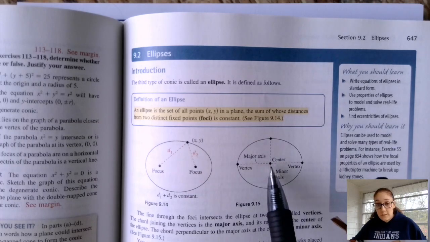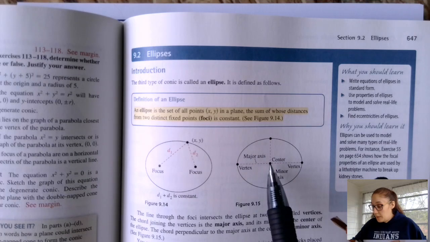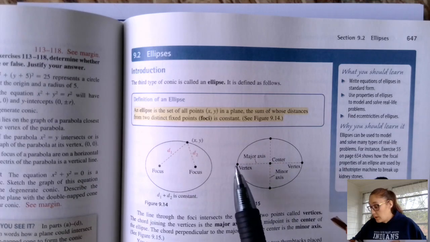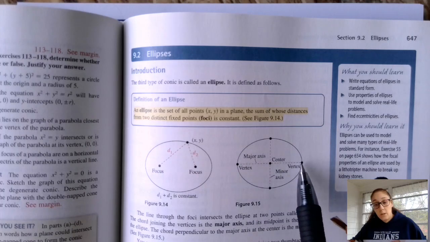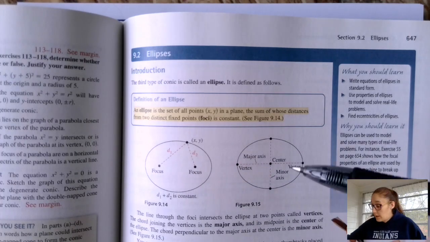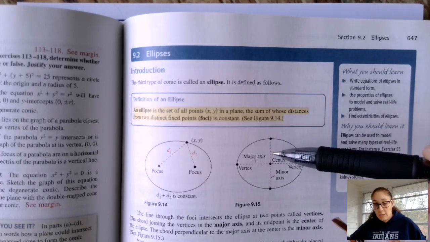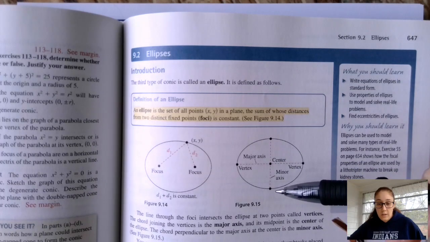An ellipse still has a center, so in the very middle, we have a center which we still use h, k for. And then there are two axes. The longer one is going to be called the major axis. All right, and the shorter one, which in this case is this one, is the minor axis.